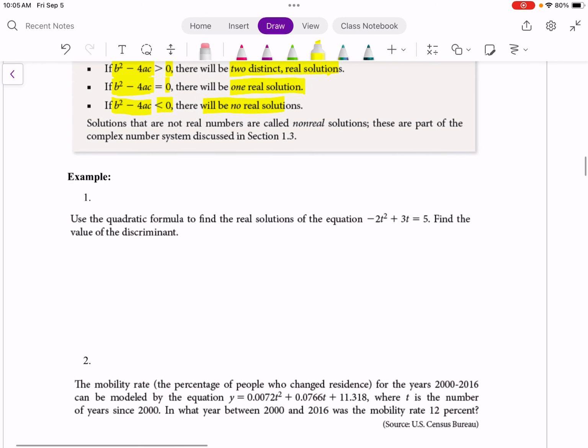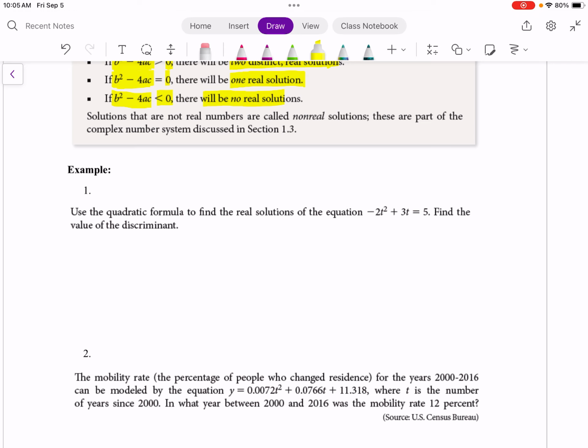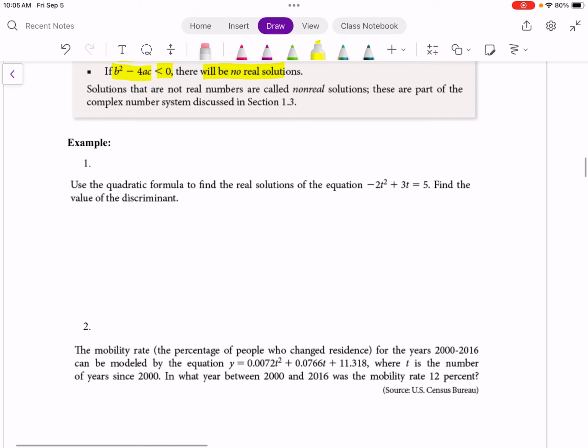Now let's do an example. Here we are asked to find the solution of this equation and find the value of the discriminant. So we have this quadratic equation: negative 2t squared plus 3t equals 5. Now let's find the discriminant for this quadratic equation. Finding the discriminant means we are finding the value of b squared minus 4ac.